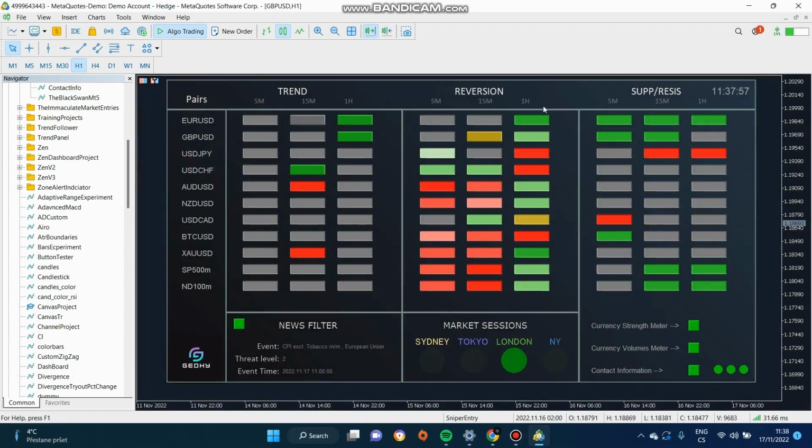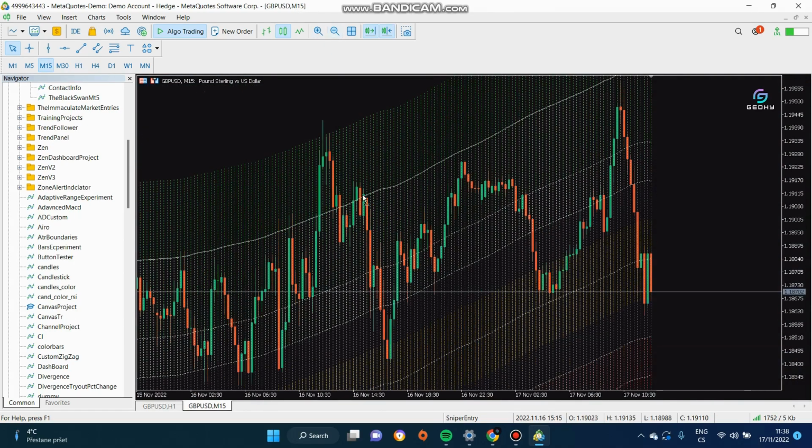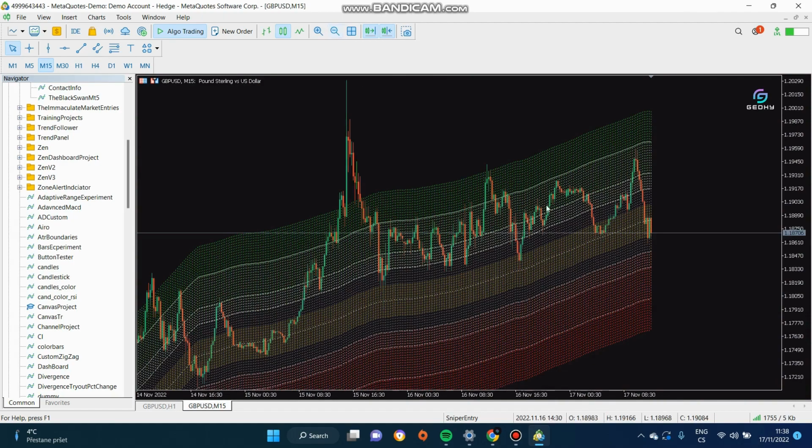Moving on, now I'm going to talk about this reversion indicator right here. To get a grasp on this indicator, it is going to be best just to show you how it looks on the chart, so you can understand it well. So for this purpose, let's open GBP/USD 15-minute time frame, and when you do so, you will be presented with something like this.